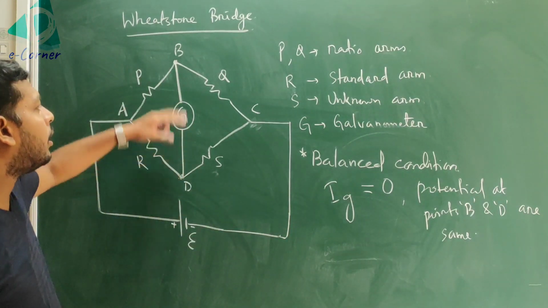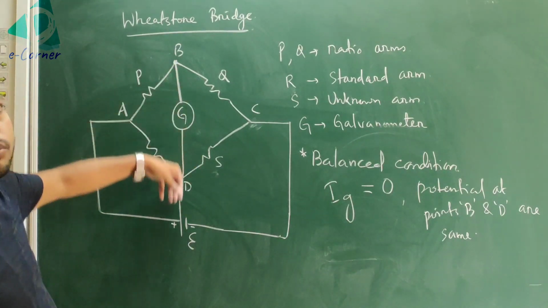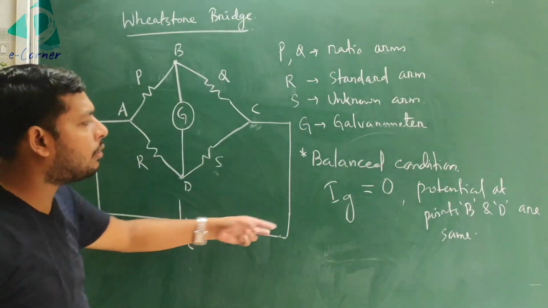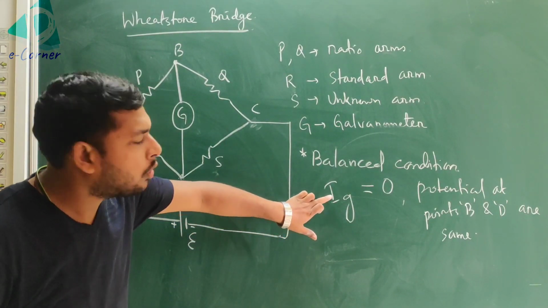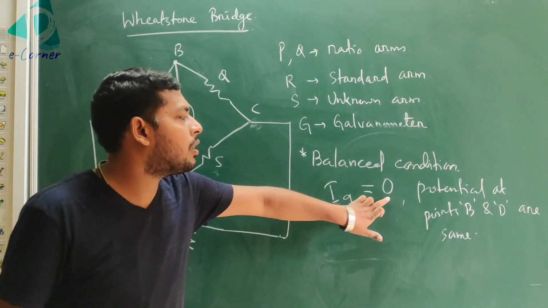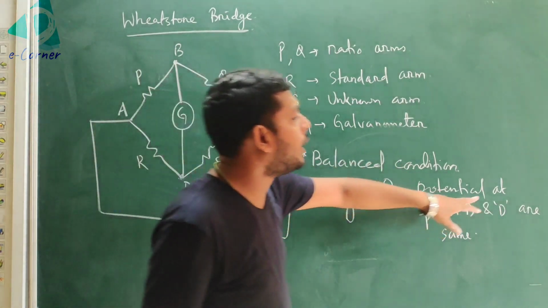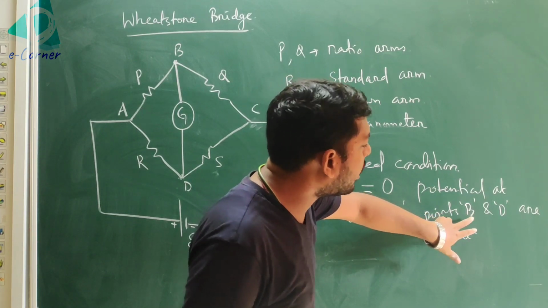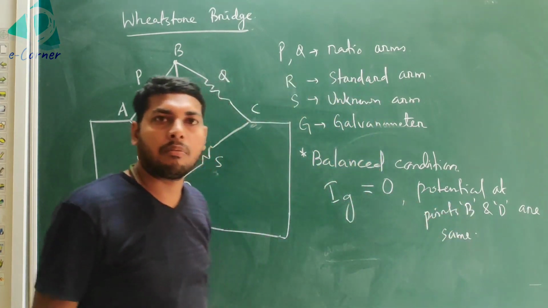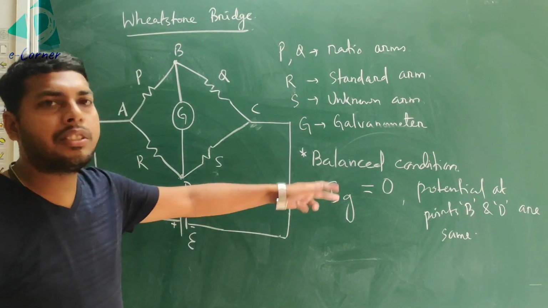Because if the potential becomes the same, current will not flow, the charges will not flow, which means the current is 0. So the current flowing through the galvanometer is equal to 0 in case of balance condition. Why? Because the potential at the two points B and D are the same. Got it? So the potential between these two is the same, that is why the current is 0.